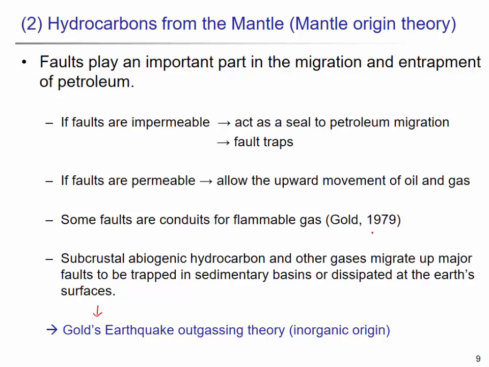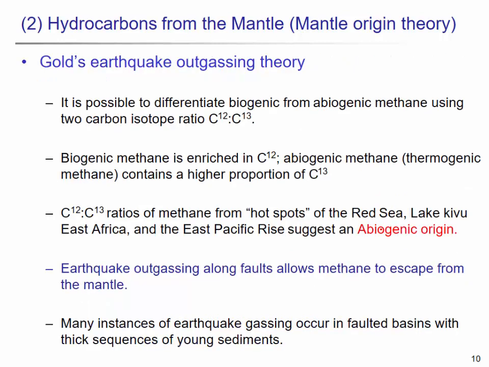Gold, in 1979, suggested that abiogenic hydrocarbon migrates to the subsurface through faults, and that happens when there is an earthquake. The theory is that when an earthquake happens, it compacts the sediment and compresses the fluid, so fluid escapes through the fault. In those instances, outgassing happens, and that allows methane to escape from the mantle.